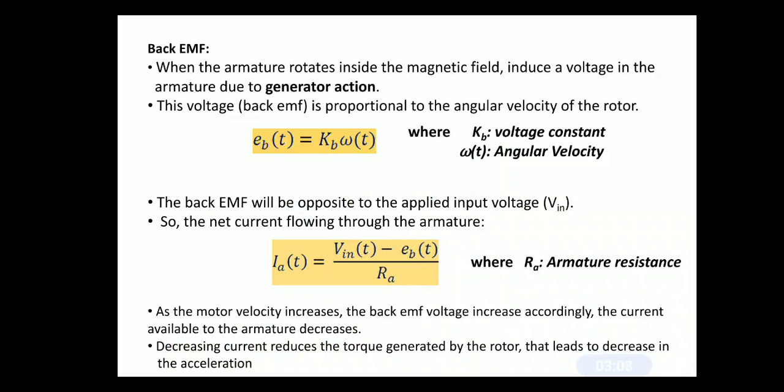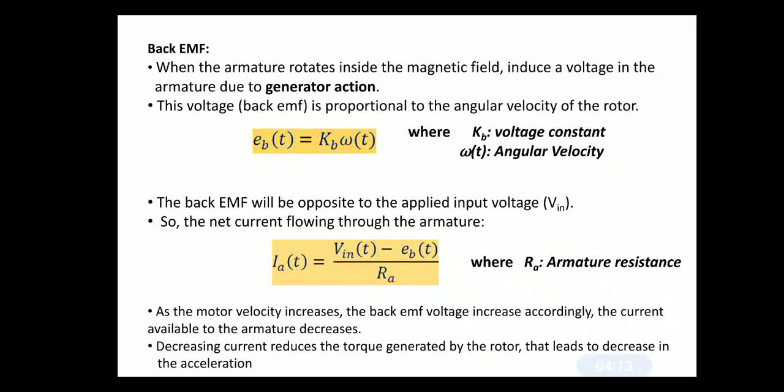Now moving on to developing an expression for back EMF, we know from Faraday's laws that when the armature rotates inside a magnetic field, it induces a voltage in the armature, which is again called generator action. The voltage generated will be proportional to the angular velocity of the rotor, and the direction will be in such a way as to oppose the applied input voltage. So the applied input voltage and the induced EMF will be in direct opposition, and the expression for induced EMF, EB of t, will be equal to KB omega of t, where omega of t is the angular velocity and KB is the voltage constant.